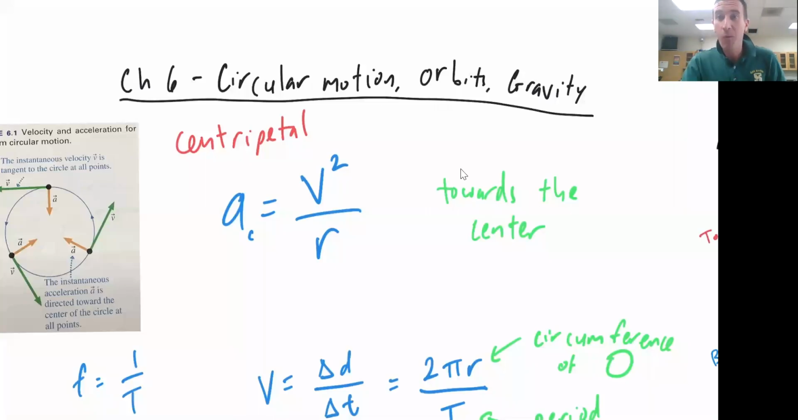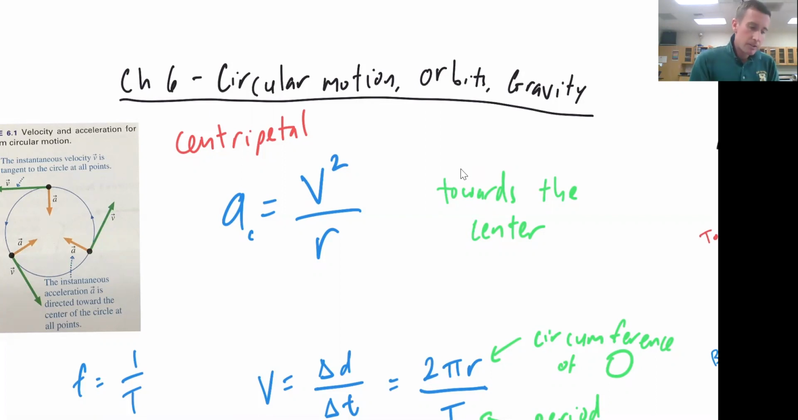All right, welcome to Chapter 6, Circular Motion, Orbits, and Gravity. So this one we're going to introduce a lot of new equations, but the good news is that all of the equations are kind of similar, and they all make some logical sense, and then it's just a matter of using them in different ways.